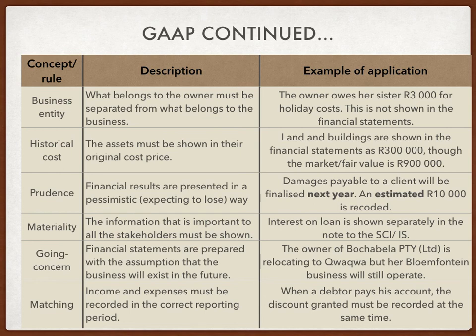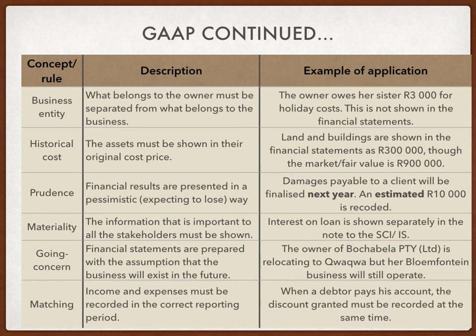We then have materiality. According to this, the information that is worth a mention to all the important stakeholders must be shown in our records. For example, interest on loan is shown separately in the note to the statement of comprehensive income because we want to know how much of our money goes towards paying interest on loan, for example.